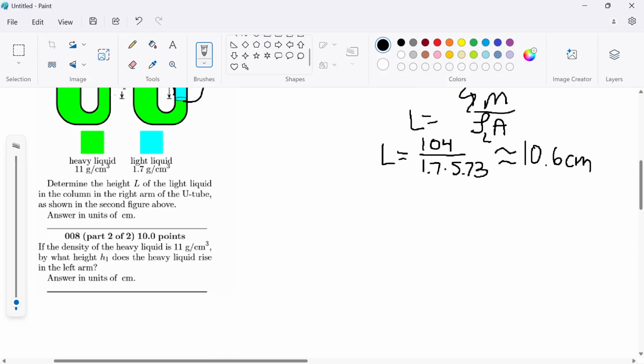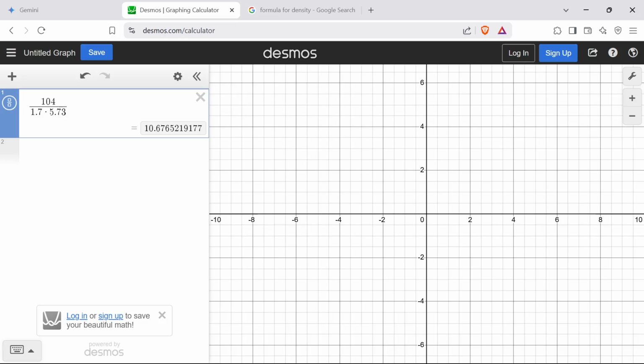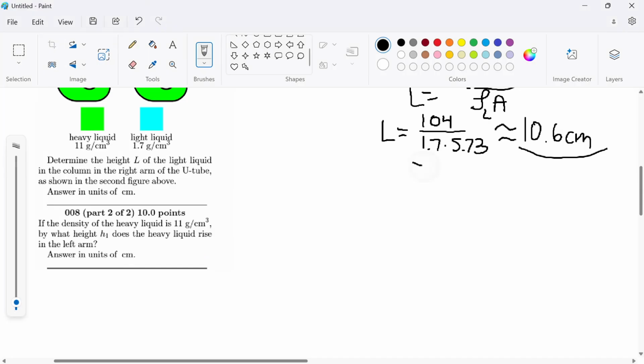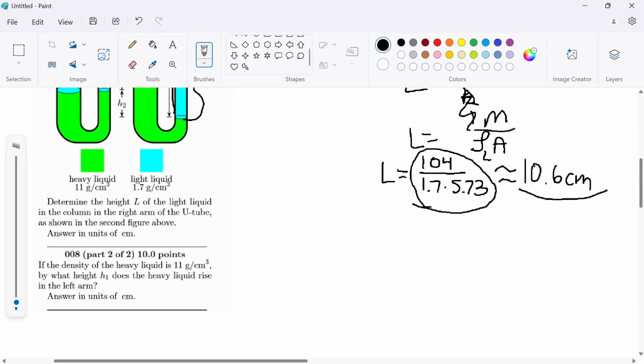Now, in the second part, question 8, I have to use that L. You can use 10.6 for L, or use more digits, 10.676. But I'm going to use 104 divided by 1.7 times 5.73. I don't want to round, I only want to round at the end. Here's an example of why. Let's say I want to round this to the nearest whole number. 5.4 plus 5.4 equals 10.8. And now if I round that to the nearest whole number, it's 11.